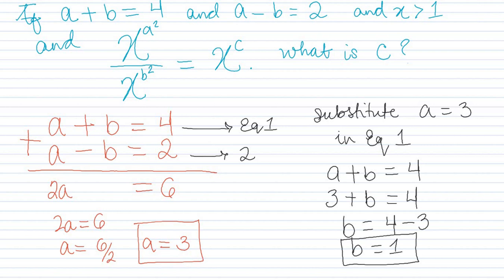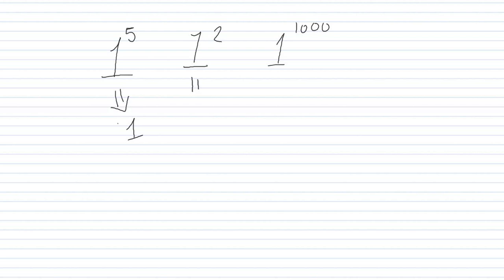We saw that x must be greater than 1. That's basically what they want us to know. X is greater than 1. And part of the reason is because if we say x can be any number and we know that x can be 1, it's just like saying 1 raised to the power of 5, 1 squared, 1 raised to the power of 1,000. All of this is equivalent to just 1, 1, 1.